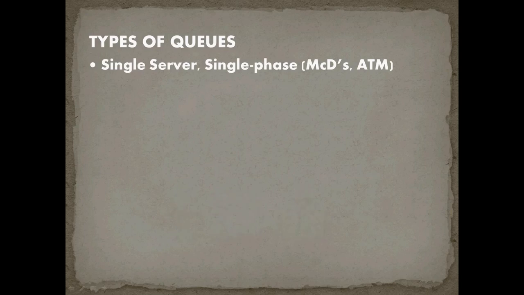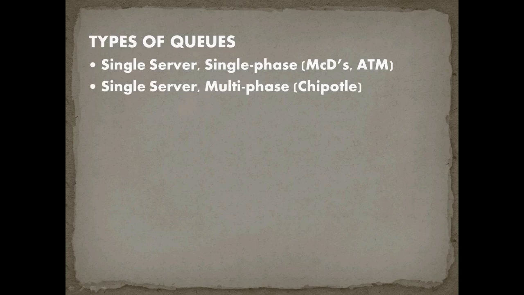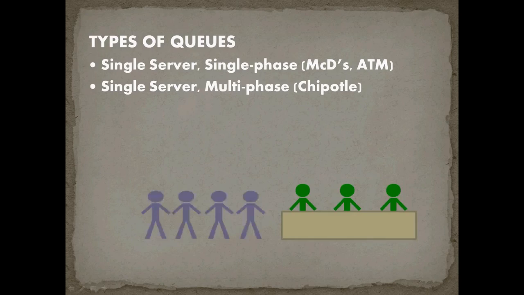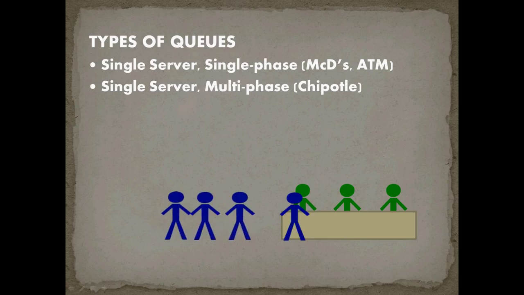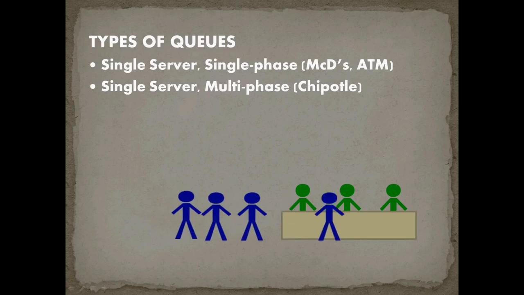The next type of queue is a single server multi-phase, and I like to think of this as Chipotle. So again, you've got a single line, and then they step up to service, and then without proceeding back into another line, they continue with service. So they move forward through the different stations. So they get their tortilla and their meat, they then get their salsa, they move forward and check out, all without waiting in line again, and then they can exit to eat their burrito.